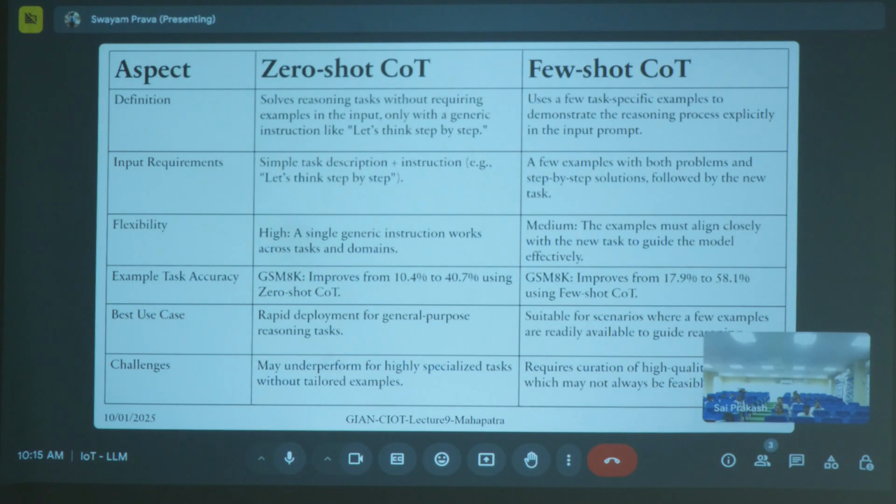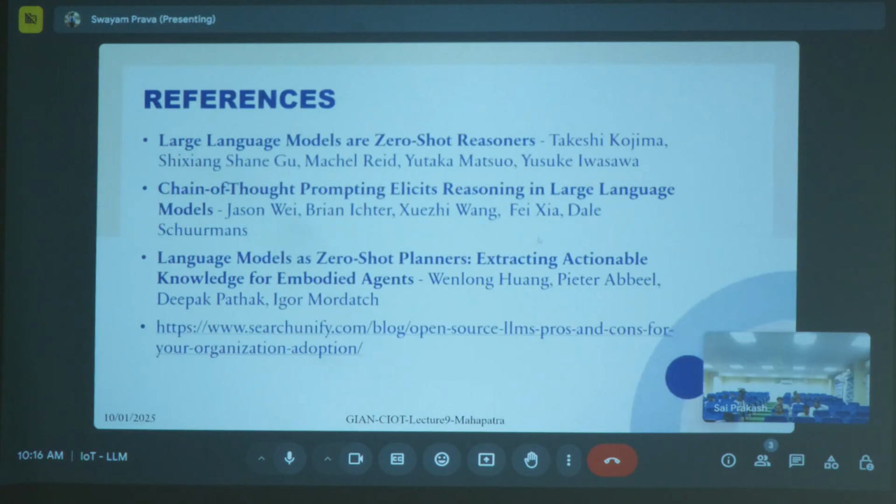So finally, this table shows their capabilities at a glance. So you can take some time looking at it to understand each aspect of the zero-shot and few-shot chain of thought. Both methods have their unique advantages, and zero-shot reasoning offers unmatched flexibility and speed, while few-shot reasoning provides enhanced accuracy for complex tasks. So choosing the right approach again depends on the requirements and constraints of the task that you have at hand. So with that, I'm actually done with the presentation.